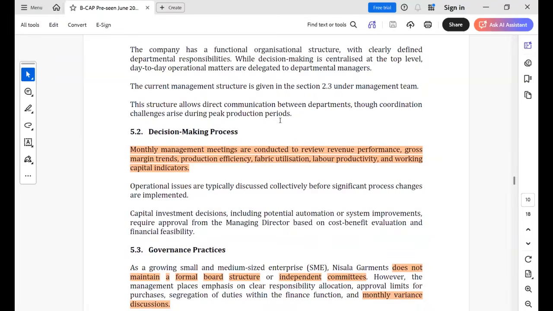This structure allows direct communication between departments, though coordination challenges arise during the peak production period. Right. Then we'll go to 5.2, decision-making process. So monthly management meetings are conducted to review the revenue performance, gross margin trend, production efficiency, fabric utilization, labor productivity, and working capital indicators. Right.